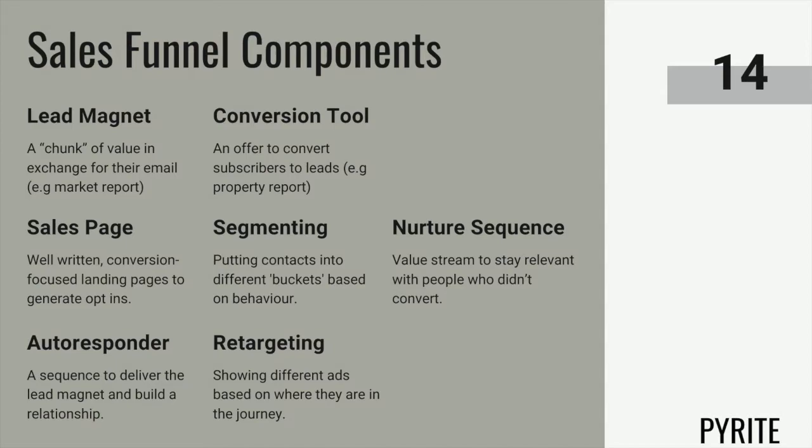Retargeting, showing different ads based on where they are in their journey. And that's where we use those pixels to retarget and get those ads in front of their face again if they have visited our website. And a nurture sequence is a value stream to stay relevant with people who didn't convert. And with this sales funnel, we want to make this as automated as possible. So once you have it in place, you don't have to worry about it again.